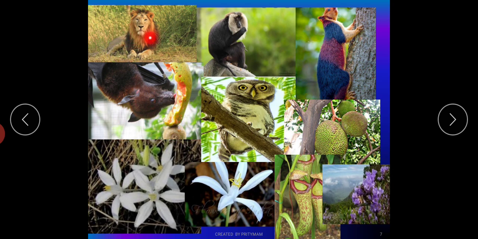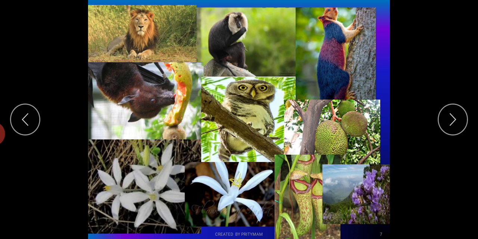This is the Asiatic lion that is found over here. This monkey is the lion-tailed macaw. This is the giant squirrel. This, what you can see, is the Salim Ali fruit bat. This is the forest owlet which is found over here. So these are the endemic animals.